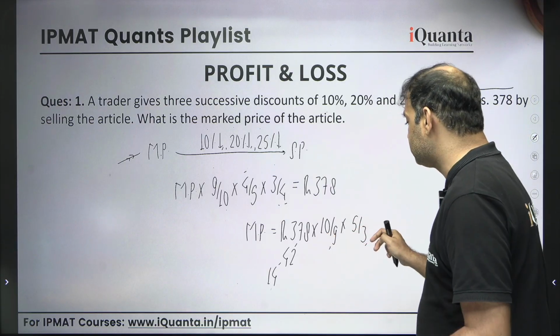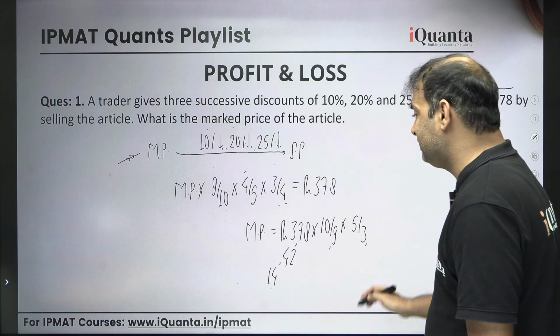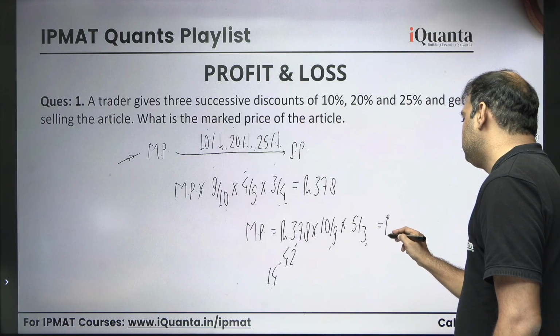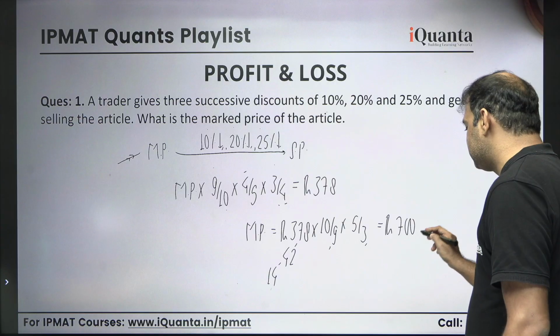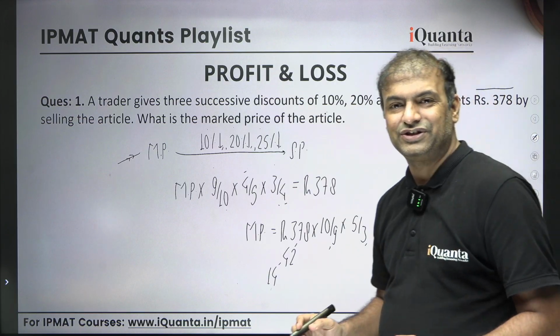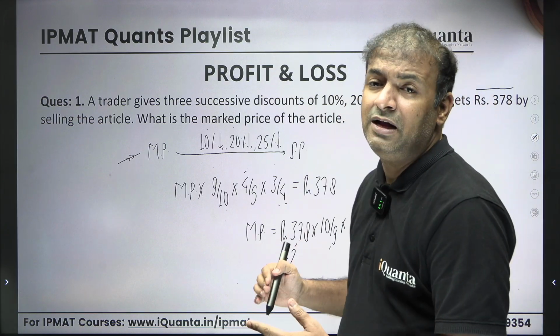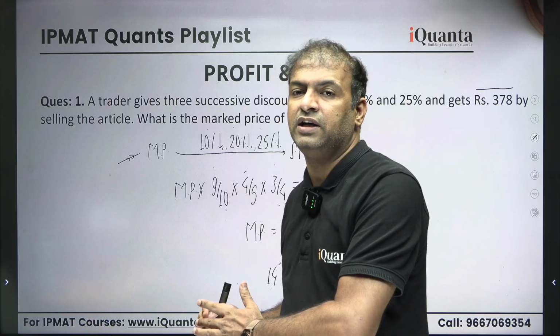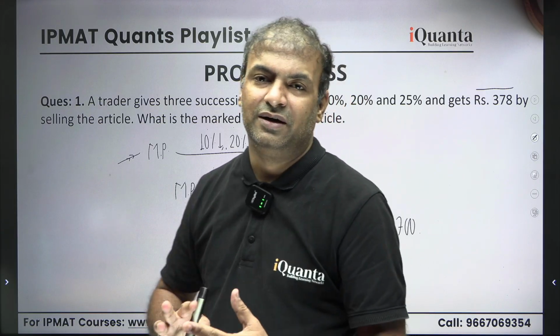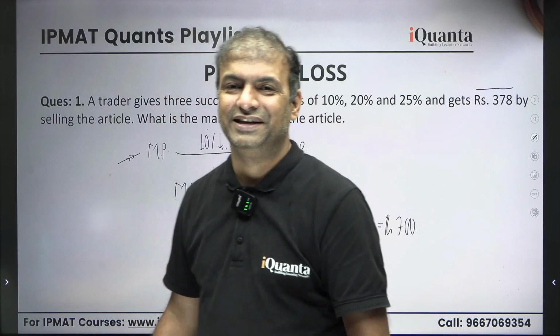14 fives are 70, and 70 into 10 we can say is 700. So finally we shall say that the mark price has to be 700 in this particular question, right, guys? So this is how we can solve by the help of the multiplication factor, even if we are given a bunch of discounts in a discount series, right?